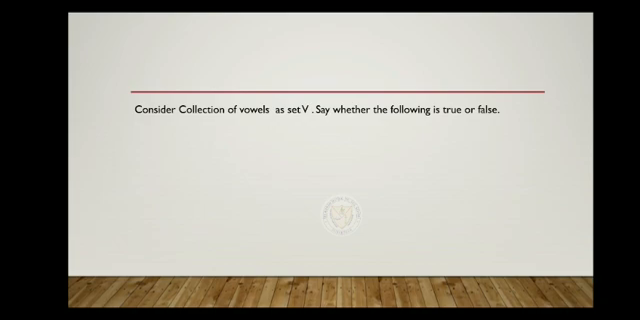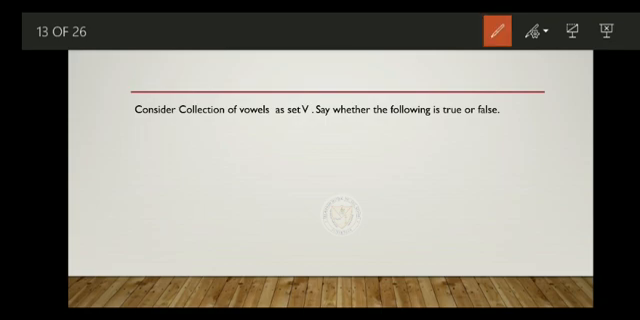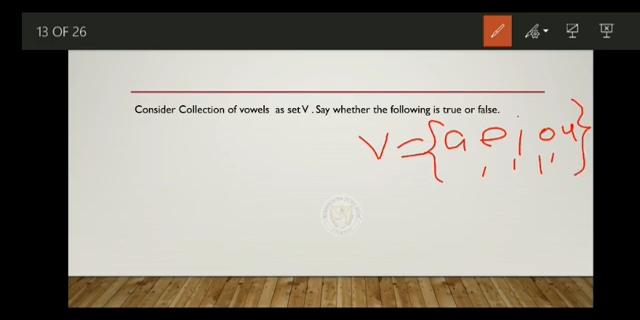Consider the collection of vowels as set V. Say whether the following is true or false. We have to consider the collection of vowels as set V. So they are telling us to denote this set by the capital letter V. What is our set? Collection of vowels. Since it contains only 5 elements, we can list down the elements: A, E, I, O, U. These are all the vowels in the English alphabet.